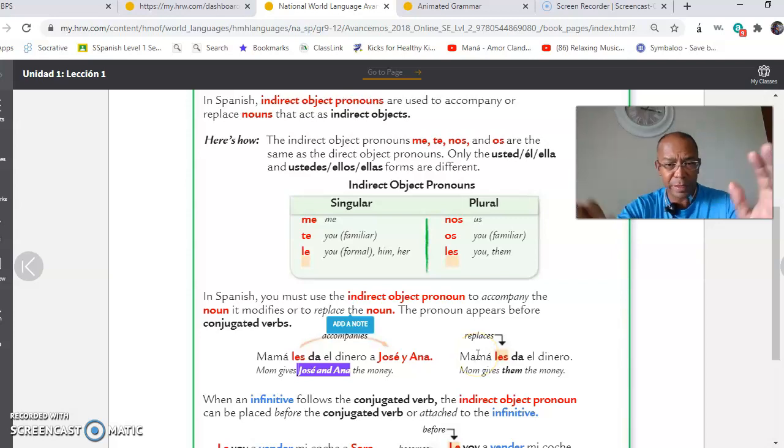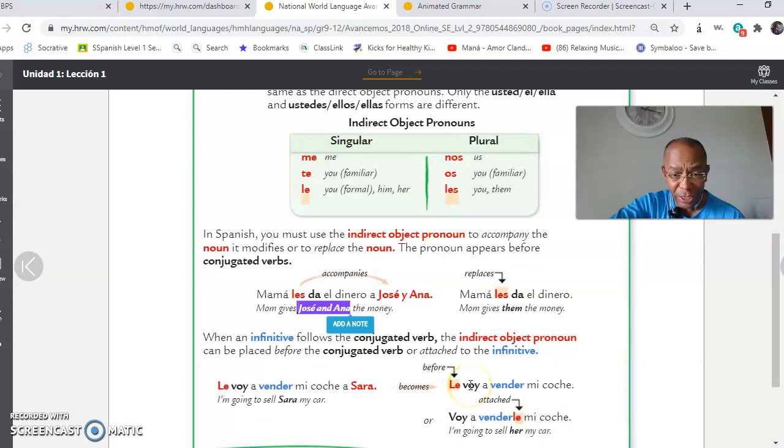The difference is that direct object pronouns are used to determine to whom the action is being done. These ones are specifying who's doing it. When an infinitive follows the conjugated verb, just like direct object pronouns, you can attach it to the verb that is not conjugated. Remember the rule? The first verb in a sentence, what happens to that? It gets changed, conjugated. What happens to the second one? Nothing. It stays in its infinitive, its regular form. You remember that?